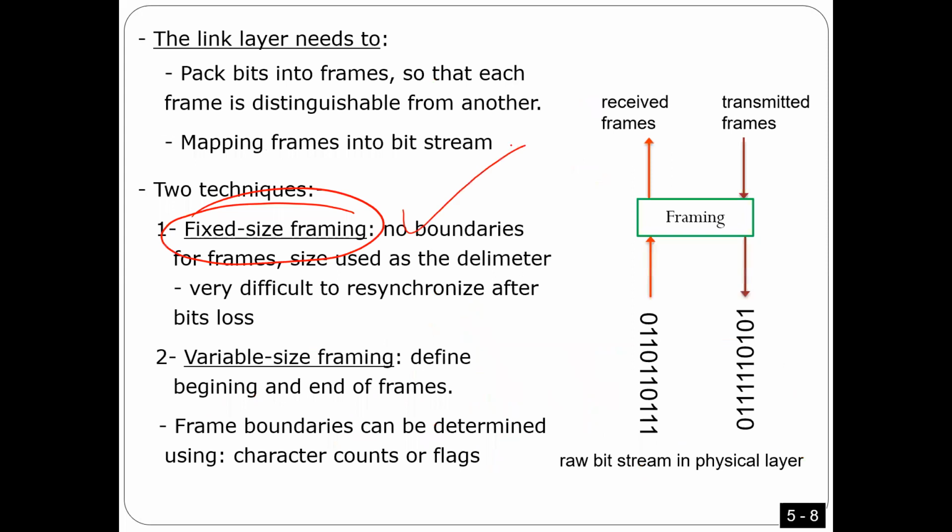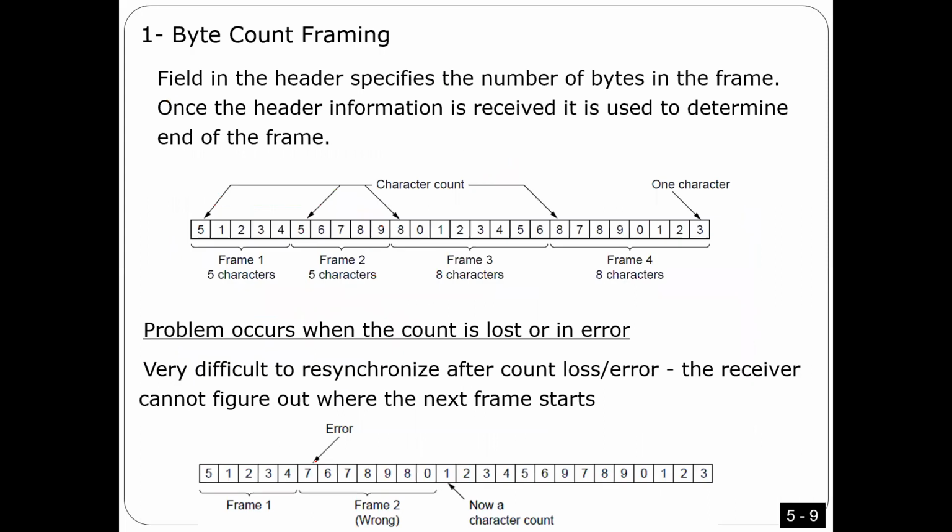You can do it here. There is also a second way. Here we can make it variable size. So I'm going to change the size. Variable size means every frame has a different size. So now I need to know how big each frame is. A very simple way, you can put the count, how many bytes every frame has, in the header.